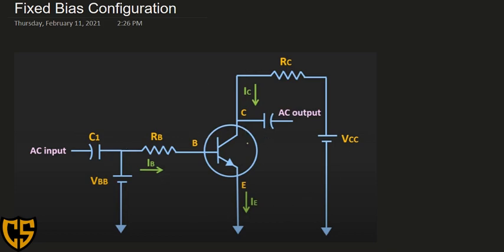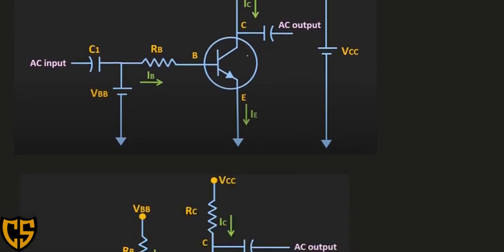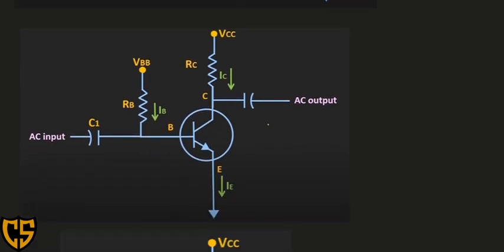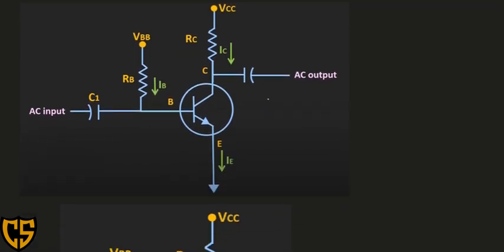So there is an application of an AC input here, and you also have your capacitor connected here. If I am going to redraw the circuit, it can look like this fixed bias configuration.